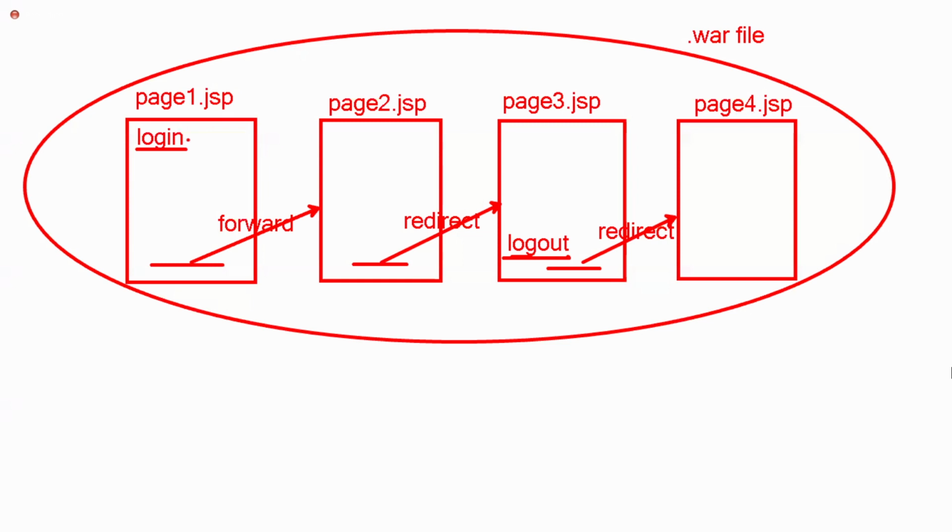So, in page1.jsp, how many books can we access? 4 books. Page2, 3 books. What are the books? Book2, book3, book4. Page3, 2 books: 3 and 4. Page4: only book4. The 4th book only can be accessed. Okay. Write this one, description I'll give.